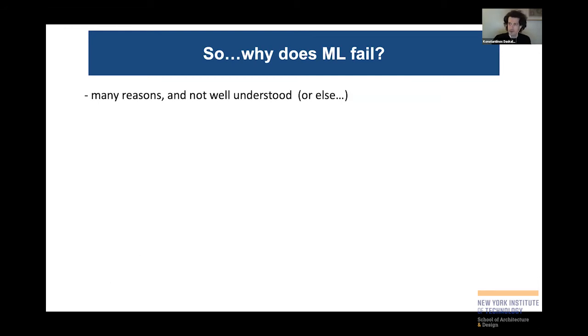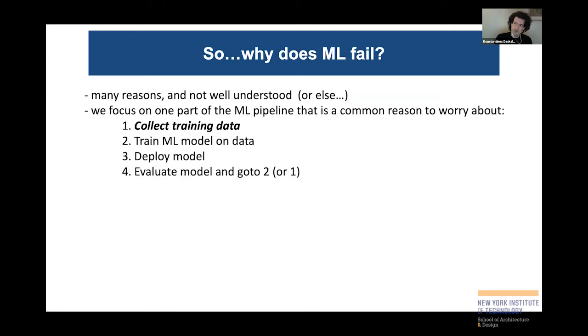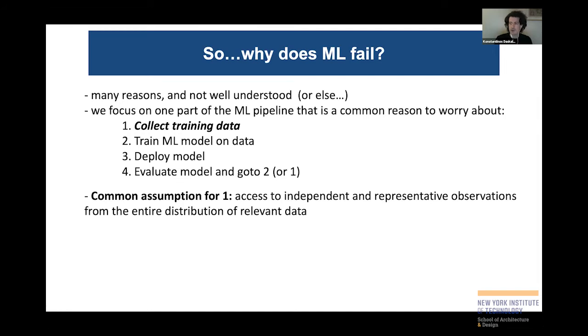There are many reasons why machine learning fails. And these reasons are not well understood, or else we would have better technology. But I want to talk about a particular reason why machine learning fails. And I want to revisit for that purpose the machine learning pipeline I was talking about in the beginning. And in particular, think about the important challenge of collecting good, representative data to train your model on. I want to argue that access to representative, good data is a really, really hard problem to solve.